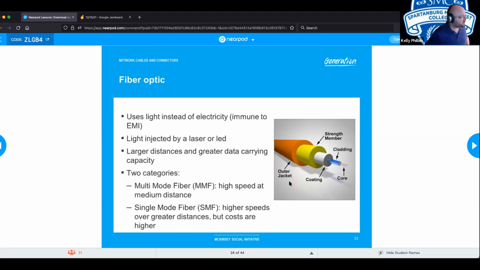So MMF, or multi-mode fiber, this is very high speed at a minimum distance. The way it achieves this speed is that it is using different colored lights to shoot data down the line. So it's able to use multiple different LEDs at different light spectrums to create essentially multiple communications down that line. You have single mode fiber, high speeds over great distances. Costs are higher, and it typically uses a laser, so it goes a lot further.